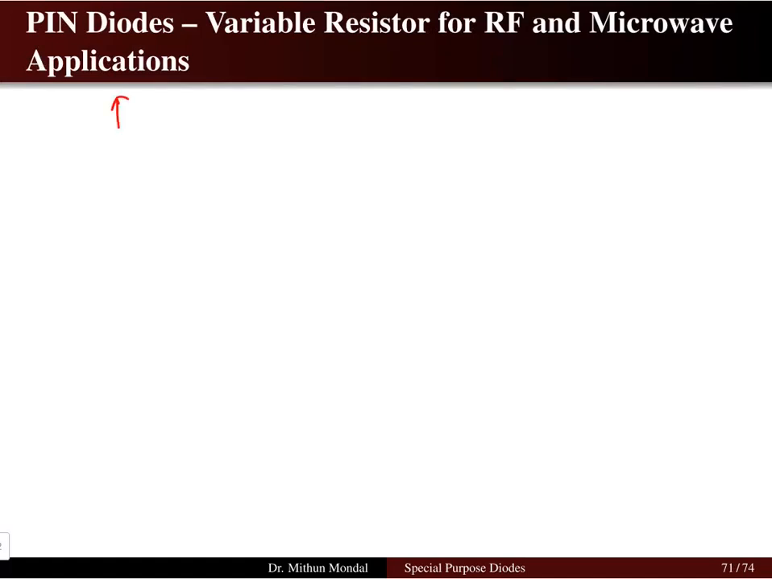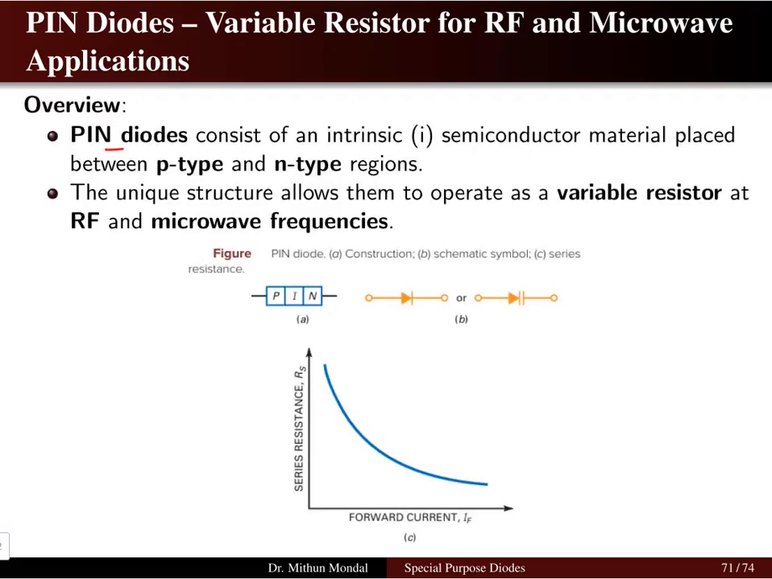We have the PIN diodes, which are variable resistors for RF signals, radio frequency, and microwave applications. PIN diodes consist of an intrinsic semiconductor material placed between P-type and N-type regions. The unique structure allows them to operate as a variable resistor at radio frequencies or microwave frequencies. We discussed intrinsic and extrinsic semiconductors in detail in lecture 1 of electronics. So here you can see the PIN diode.